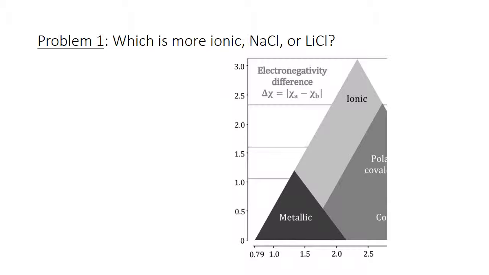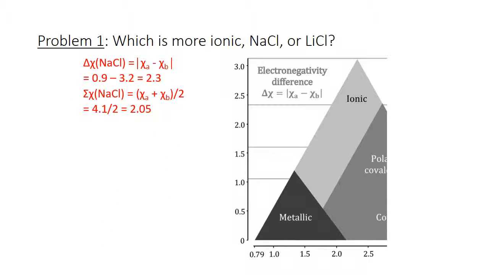Okay, so let's now look at a problem: which is more ionic, sodium chloride or lithium chloride? Okay, and we're going to use the diagram that we used on the last slide, and also our data book, because our data book has all this information. Right. So the change in electronegativity for sodium chloride is going to be the difference between the electronegativity of chlorine minus the electronegativity of sodium. Okay, so it's going to be 0.9 minus 3.2, so about 2.3. It's the magnitude anyway, so it doesn't make a difference. That's what those square brackets mean. So it's going to be about 2.3.